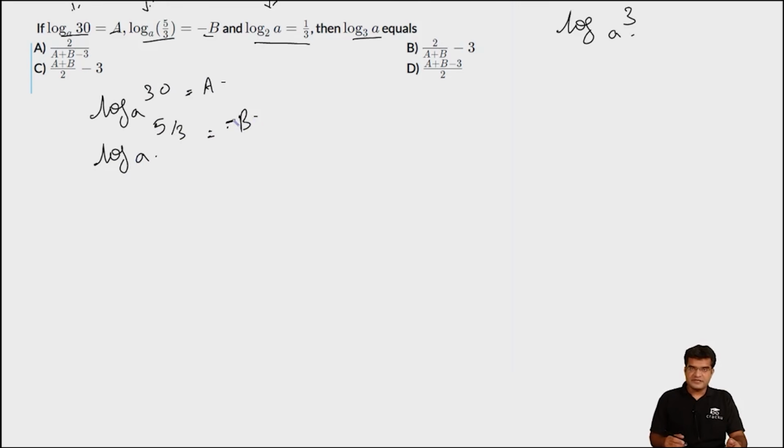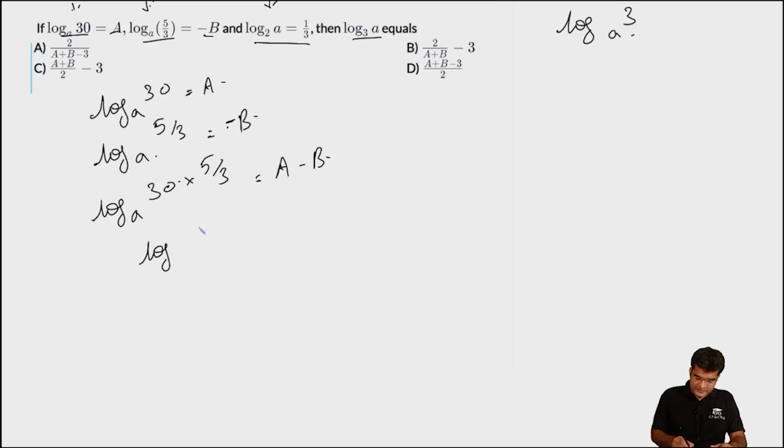This is minus b. Let us first add both the equations so that the left hand side becomes equal to log of 30 to the base small a into 5 by 3 is equal to a minus b. This is just addition of both the logarithms on the left hand side and adding a to minus b. So the left hand side becomes equal to log of 50 to the base small a is equal to a minus b.